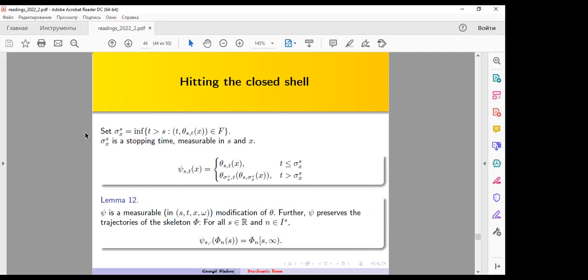So sigma is this hitting time, and let me define psi as follows. Before time sigma, it is just theta, and at time sigma we take the value at time sigma and apply theta to this value. It turns out that psi is a measurable modification of theta, and also it preserves the trajectories of the skeleton. It is a modification of theta because of the lemma, that at stopping times, theta has the flow property.